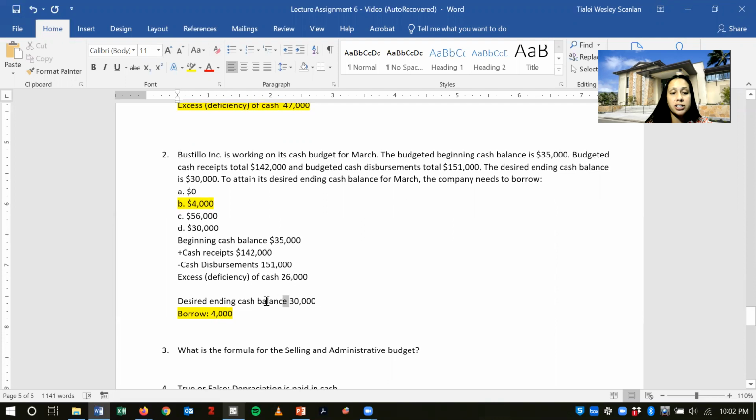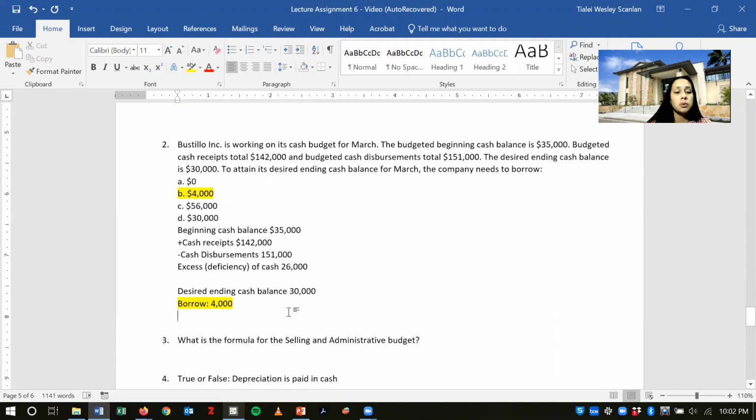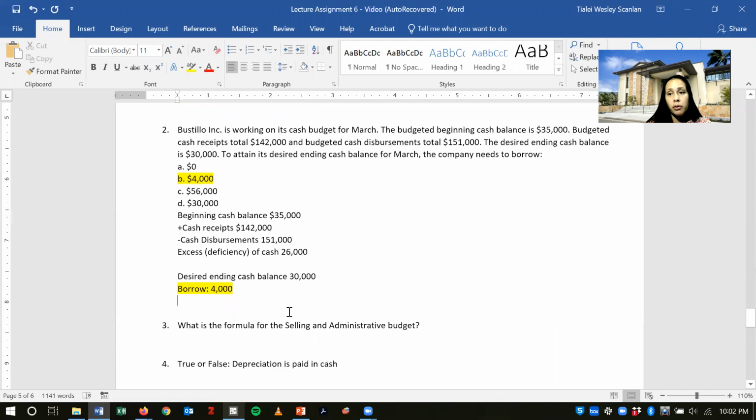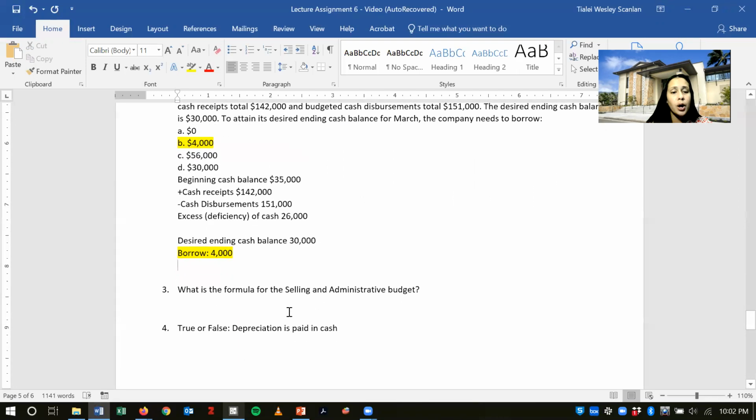So you're going to need to borrow 4,000 to get your desired ending cash balance, and you would end up with 30,000 as your ending cash balance after you go borrow that 4,000.